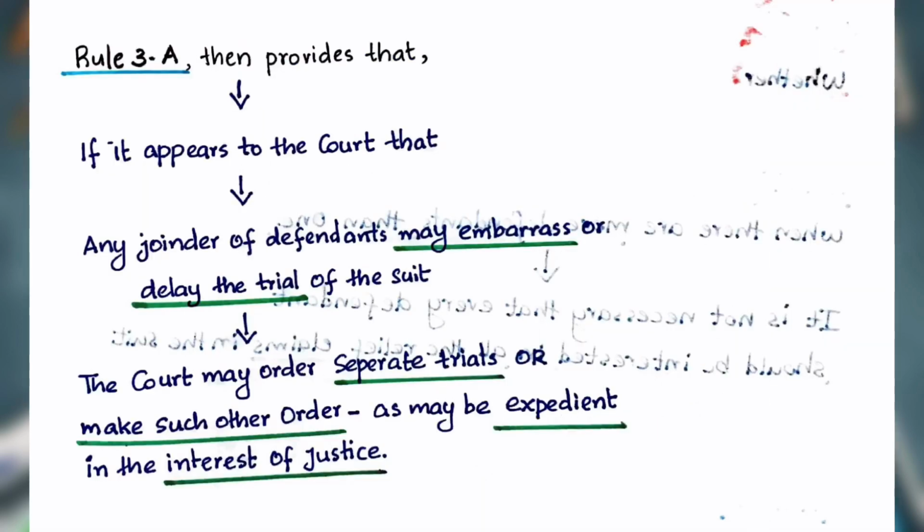Rule 3A of Order 1 then provides that if it appears to the court that any joinder of defendants may embarrass or delay the trial of the suit, the court may order separate trials or make such other order as may be expedient in the interest of justice.